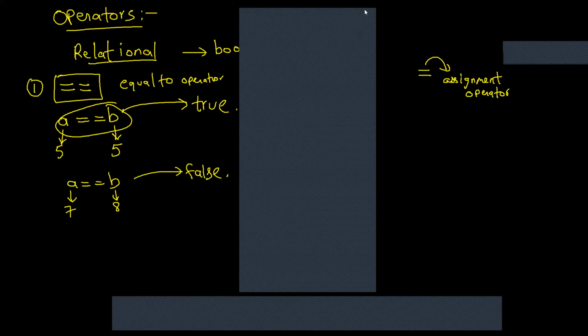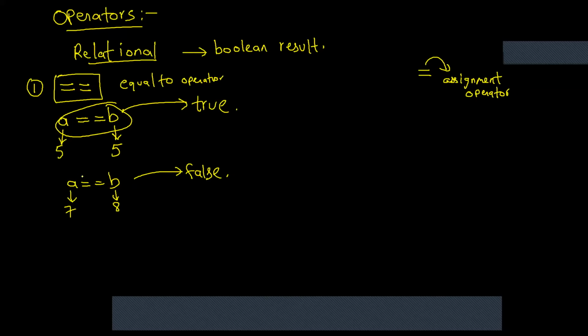Correct, guys? Right? So don't fight in the chat box, man. This is called an operator, and these things are called operands. So this works on two operands. If both the variables have the same value, it will return true. If both the variables have different values, it will return false.